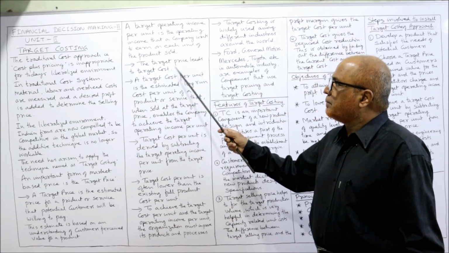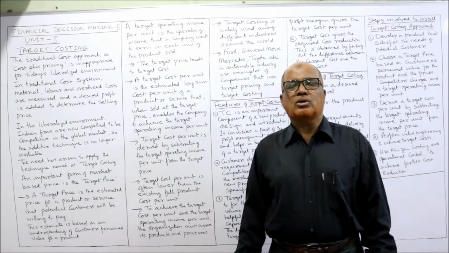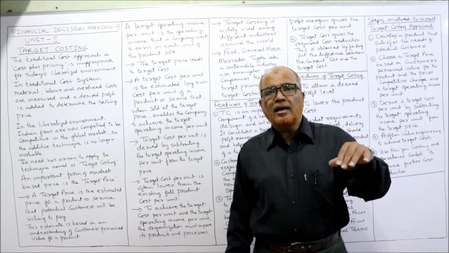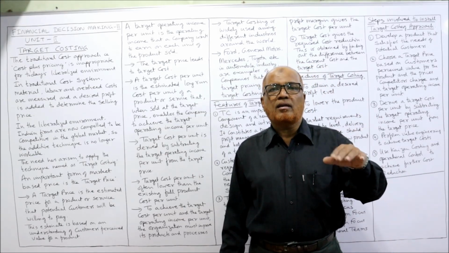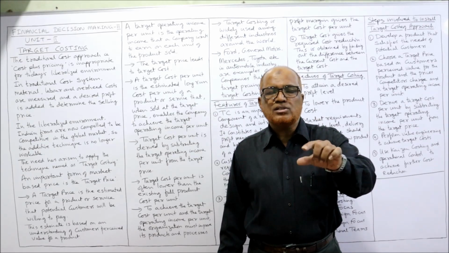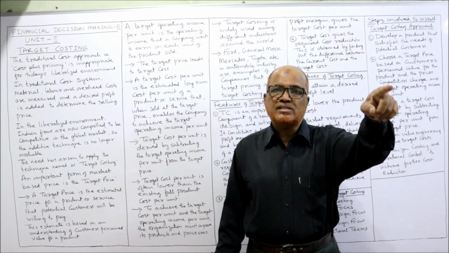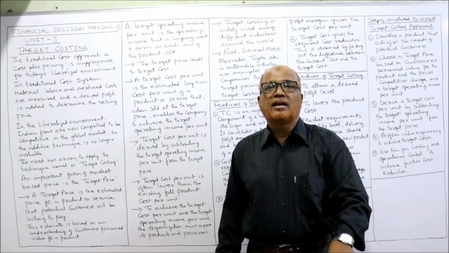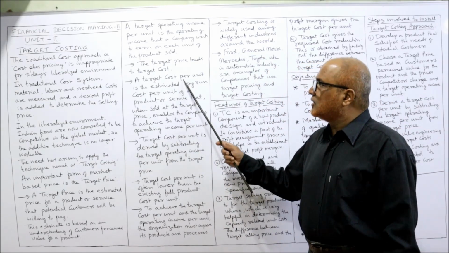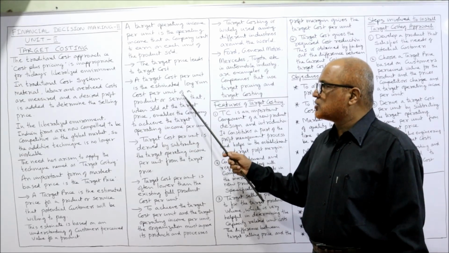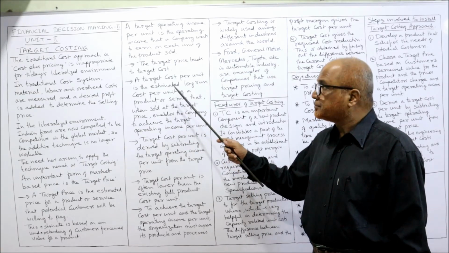Thirdly, the target price leads to target cost. That means earlier in the traditional era, first we calculate the cost, then we derive the price. Now in target costing, first we derive the price, then we get the cost. The target cost per unit is the estimated long run cost per unit. This is very important.